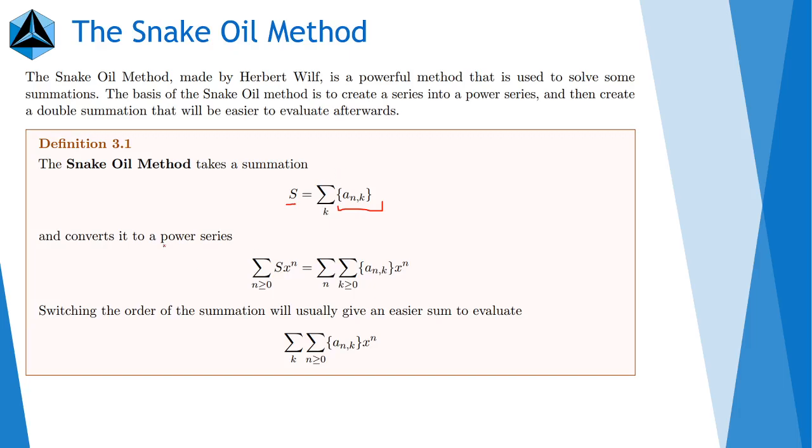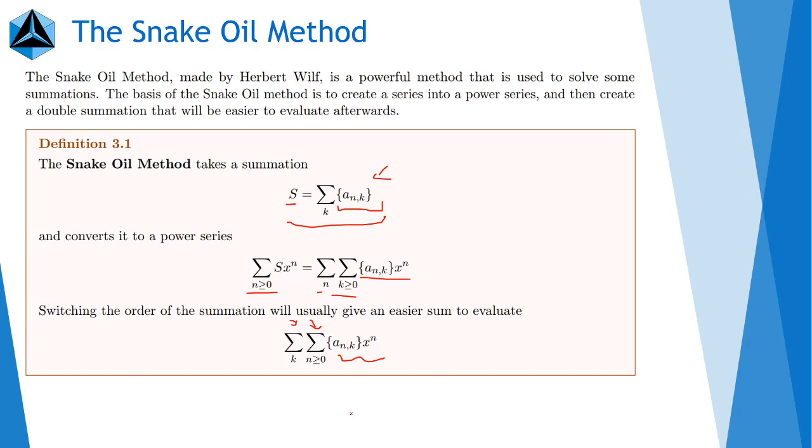So let's convert it to a power series. What we do with the snake oil method is we convert it to a power series. So if you have the sum from n equals 0 of s, x to the n, this just goes on to infinity. That's the definition of a power series. And so we actually have a double summation here because, as you know, s is equal to this bit over here. And so we can sub that in, and we get this part. The summation with the bounds n, k greater than or equal to 0 of this. But we can switch the order of the summation, and that will usually give an easier sum to evaluate. And if it's easier, we can just go ahead and straight up evaluate it.